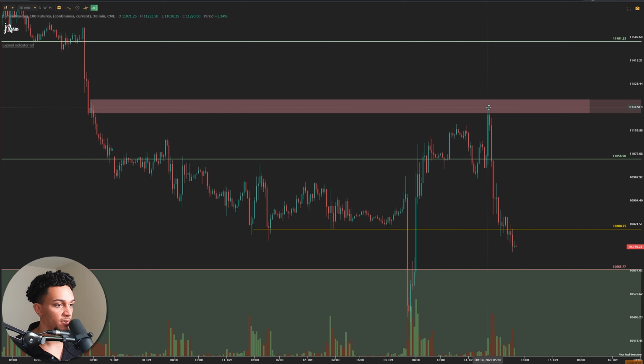Right before market opened up, you rallied into the supply zone. I instantly saw a reaction up here. Sellers stepped in the market, and then as the market opened, you just kind of sold off the entire day back down to 10,700, almost giving up the entire move from Thursday.